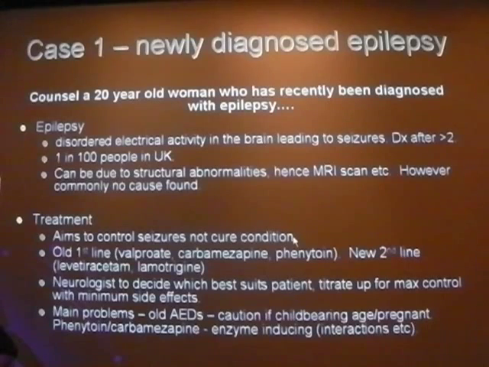Obviously, you can get out of this quite easily by saying the neurologist will take you through what treatment they will put you on. They'll decide which treatment best suits you and your lifestyle, and they'll titrate it up so you get the maximum benefit with the minimum side effects. The main issues to be aware of, and to point out if they ask, without going any deeper, are that some of the old ones have problems in childbearing, and also drug interactions because they're enzyme inducers.